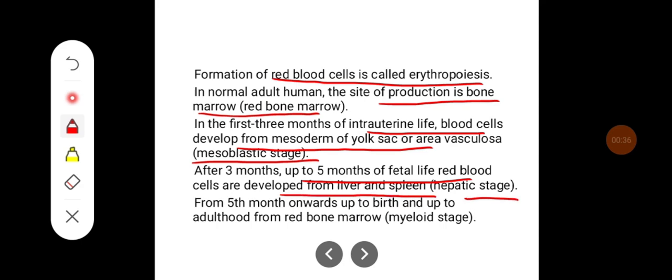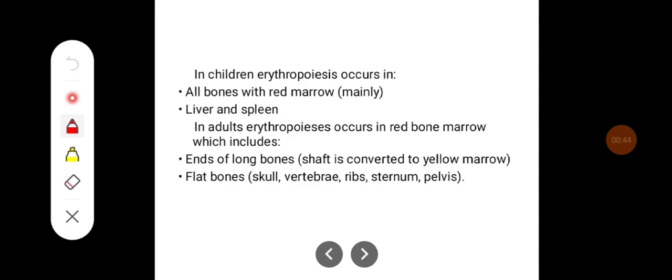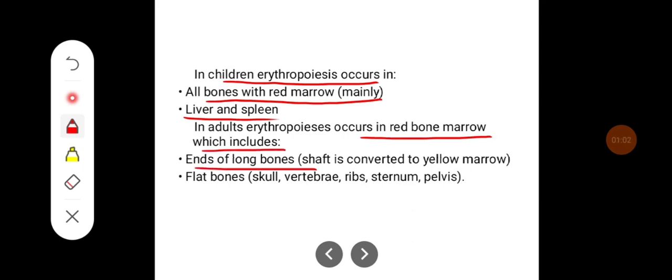From the 5th month onwards up to birth and up to adulthood, it is from the red bone marrow, and it is called the myeloid stage. In children, erythropoiesis occurs in all bones with red bone marrow mainly, and in the liver and spleen. In adults, erythropoiesis occurs in red bone marrow, which includes the ends of the long bones, as the shaft is converted into yellow marrow as we know, and in flat bones like the skull, vertebra, ribs, sternum, and the pelvis.